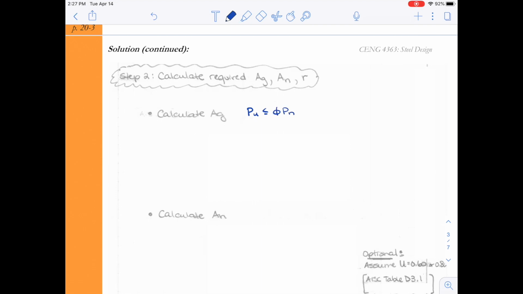So calculating our gross area, I start from our tension limit state. We said that P sub U has to be less than or equal to phi Pn. That means 66 kips has to be less than or equal to 0.90 times Fy times Ag. For an angle member, we will assume ASTM A36 steel. That is the typical grade for angle members. If we look that up in AISC table 2-4, that will confirm that the standard material for angles is A36.